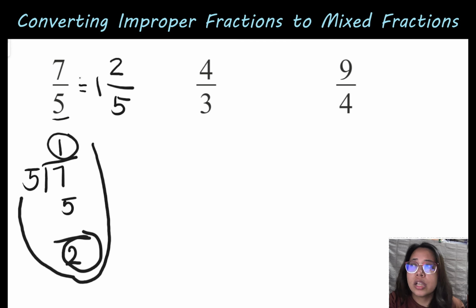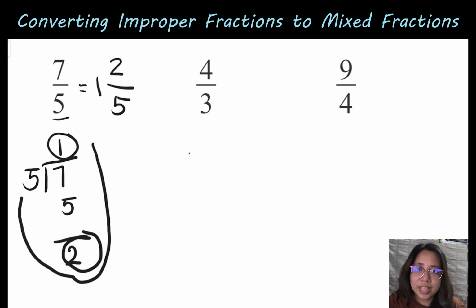Okay, so, 7/5 is equivalent to 1 and 2/5. So, ito yung ating mixed fractions. Okay, so meron tayong whole number. Okay, and then, susundan ito ng proper fraction. Okay, so we have 2/5. So, kung mapapansin nyo, mas mataas na yung ating denominator kaysa sa ating numerator.